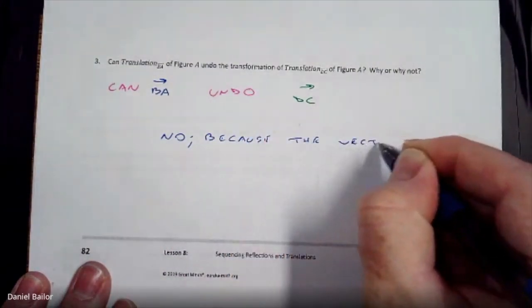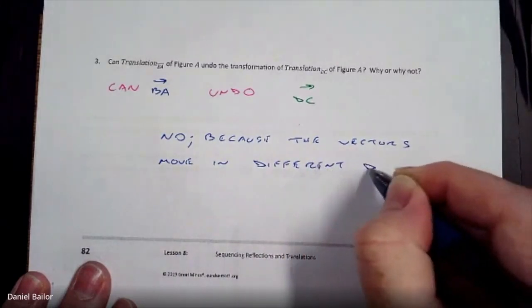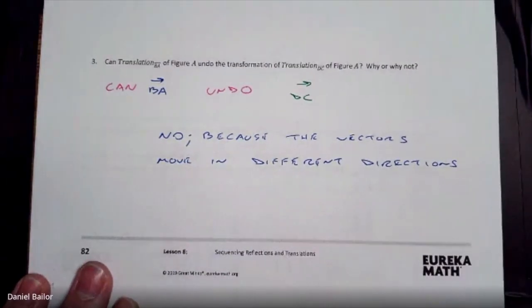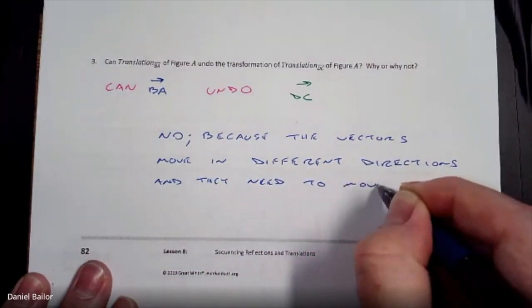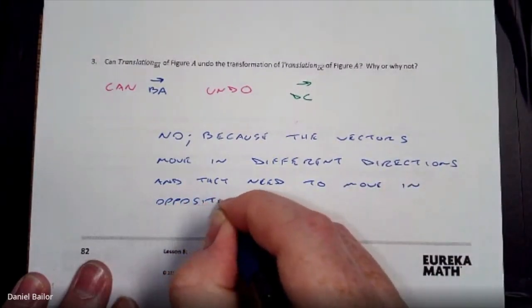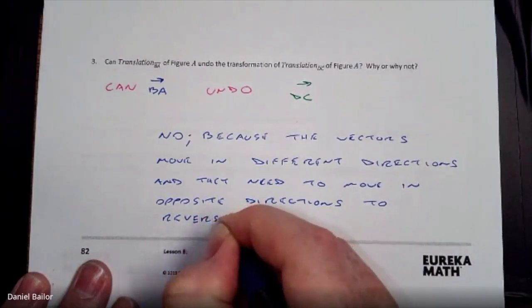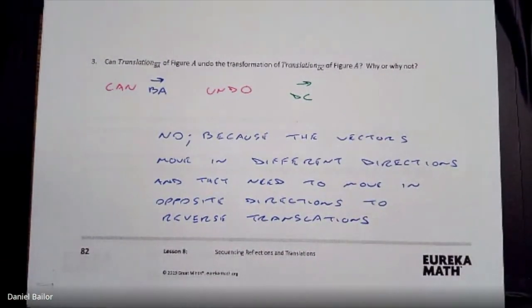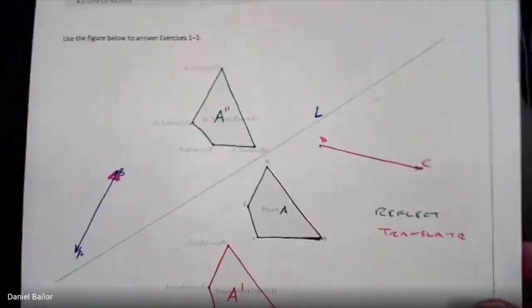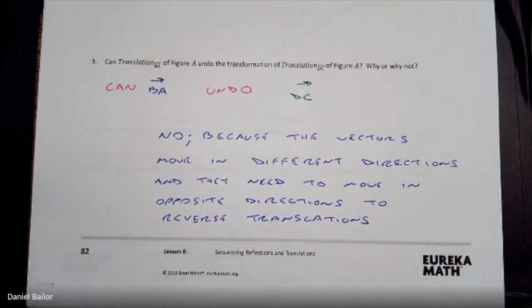the vectors move in different directions, and they need to move in opposite directions to reverse translations. If you want to go backwards with your translations, you need to move in the opposite direction. Vector AB and DC do not move in opposite directions. You can see this goes in that direction, this goes that way, that's not opposite directions. It only works if you go in opposite directions.